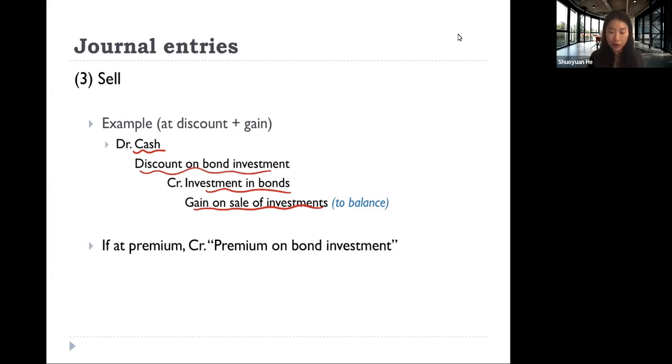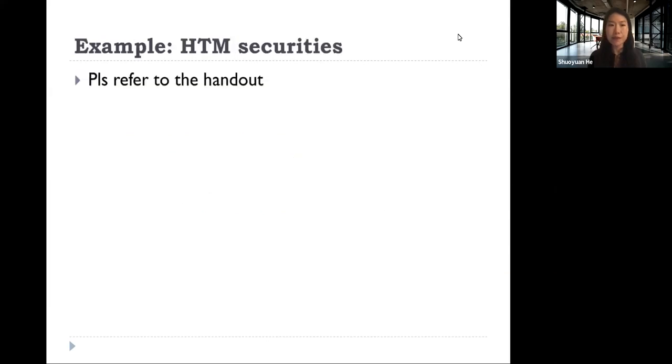And then here, of course, if the bond is issued at a premium, we are going to credit premium upon the investment. And if we're getting a loss, we're going to debit loss on sale of the investment. So those are the three basic journal entries.